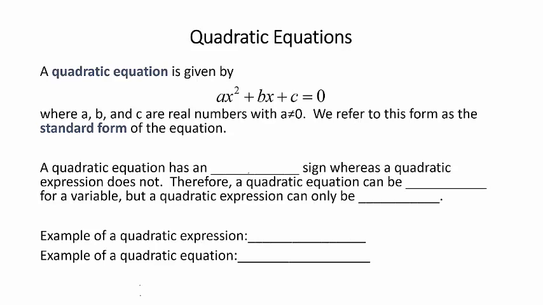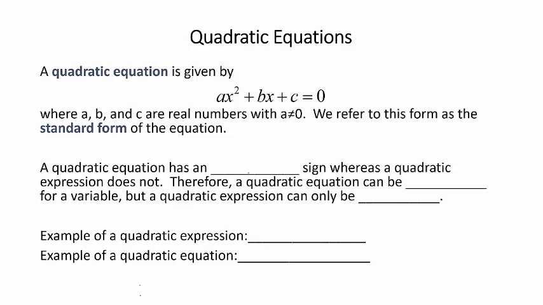So a quadratic equation is given by ax squared plus bx plus c equal to 0, where a, b, and c are real numbers. A can't be 0. If a were 0, then you wouldn't have the x squared term and we'd have a linear equation, so a can't be 0. And we refer to this form as the standard form of the equation.